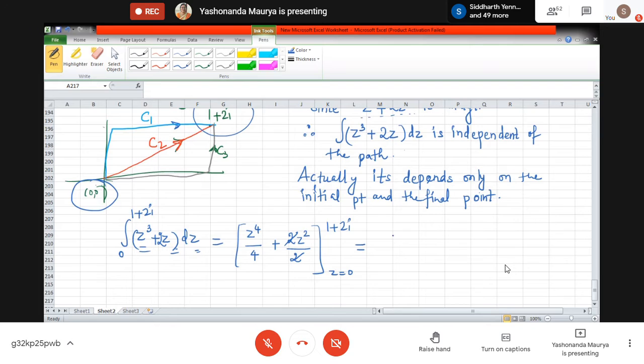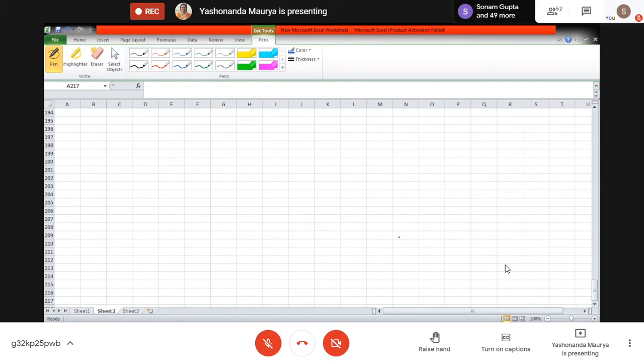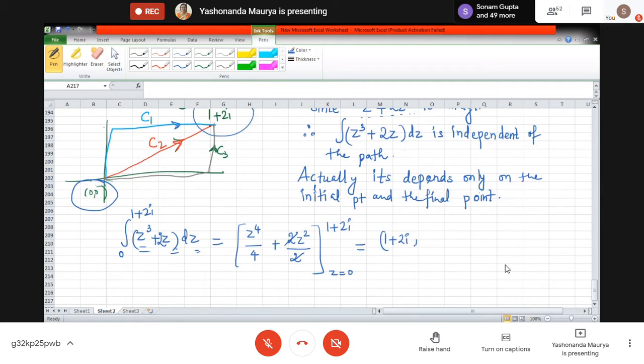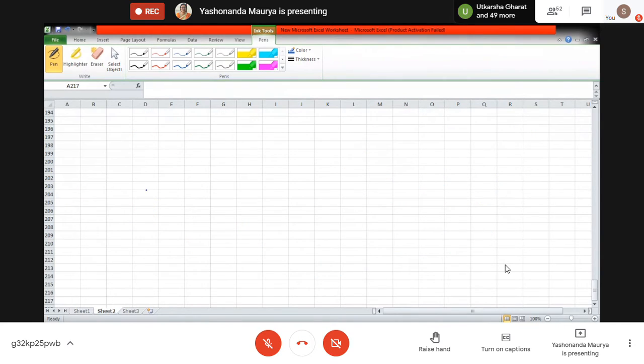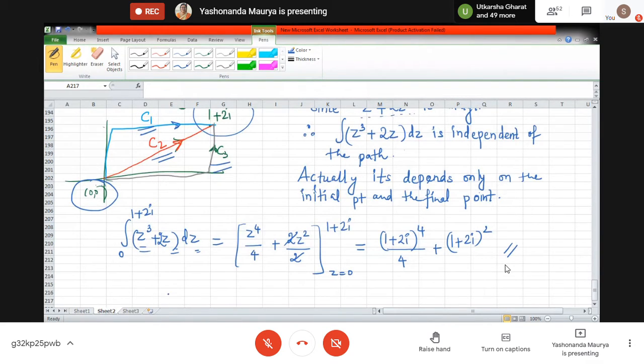So what will this be equal to? 1 plus 2i raised to the power 4 divided by 4 plus 1 plus 2i raised to the power 2. It's done. So whether I take the curve C1 or C2 or C3, all of these three different curves will give me the same answer, which is this. Is this clear?